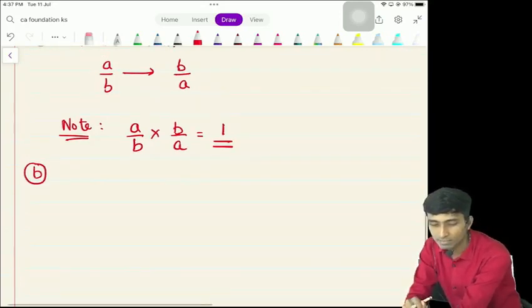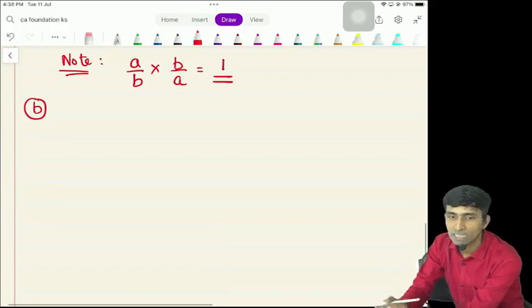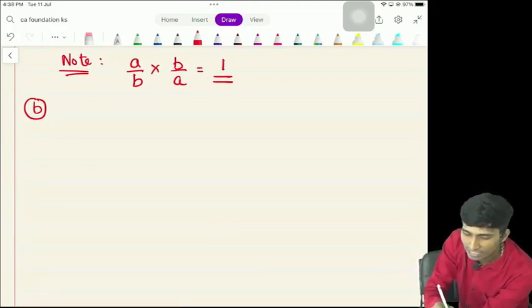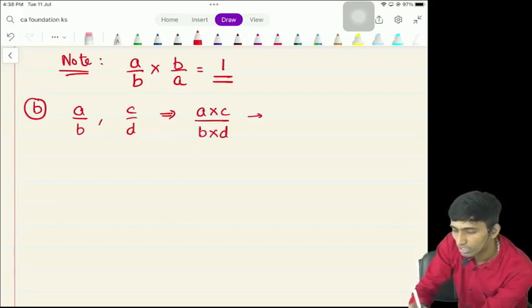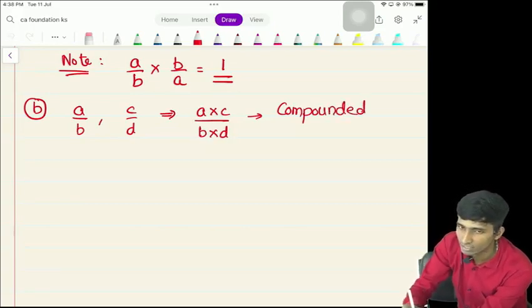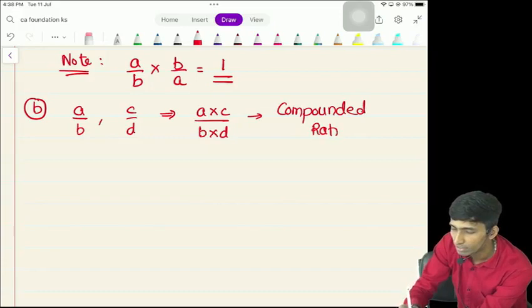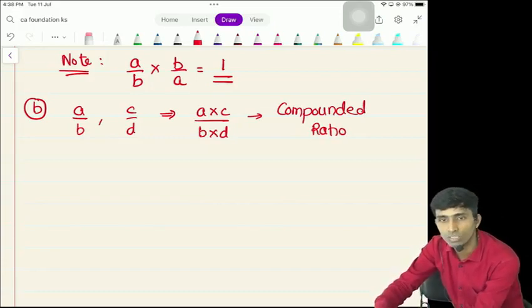Next. Have you copied? If there are two ratios A by B and C by D, then if you multiply A into C upon B into D, this is called compounded ratio. Understood? Numerator multiplied by numerator, denominator multiplied by denominator. Compounded ratio. Easy?